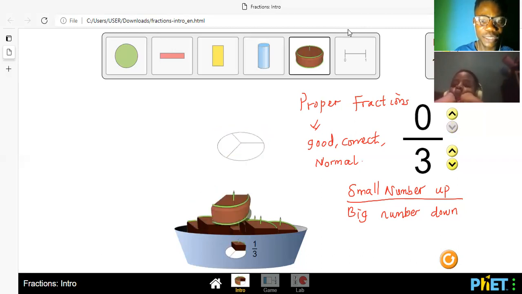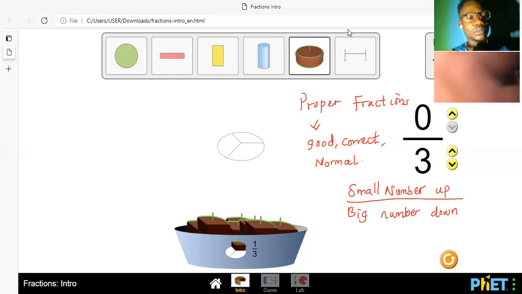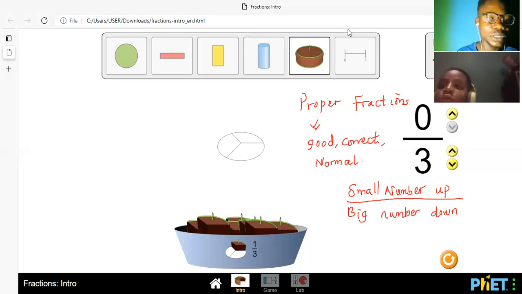So let's do another one. Give me numbers. Let's form different kinds of cakes with numbers. Proper fraction. Give me an example. Can I move it? No, you can't move it from your end. I'm the only one that can move it because I'm the one controlling it. Just call the number for me and I will move it here.